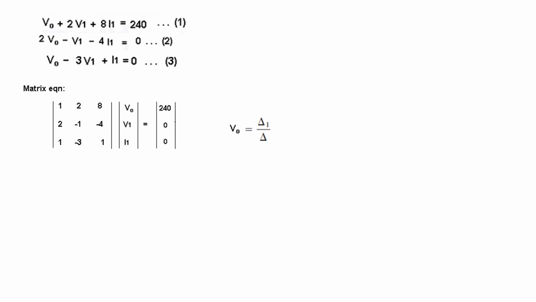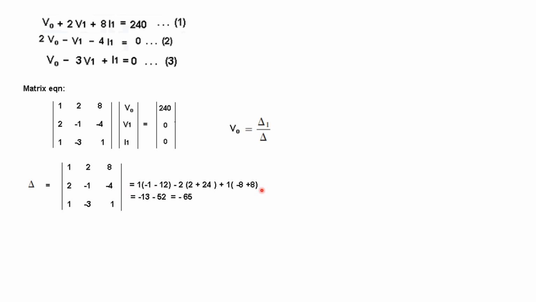Now what is delta and what is delta 1? This is the determinant, or delta. So delta is the determinant, and we're solving the matrix. I hope you know how to solve this. This one and this matrix, then -2 and this, and then +1 and this matrix. So solving, we get delta to be -65.